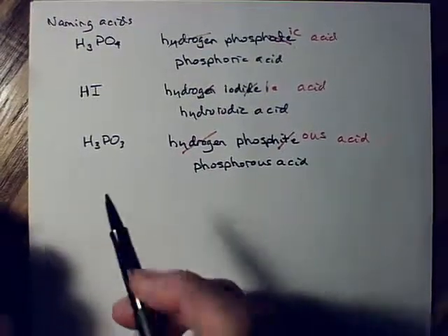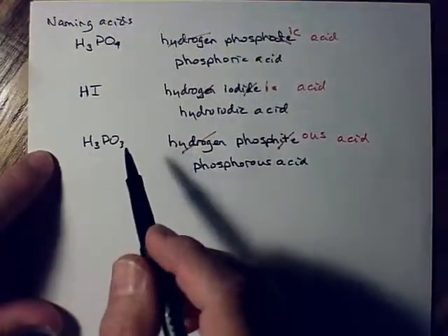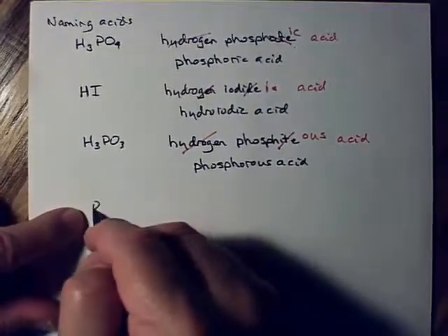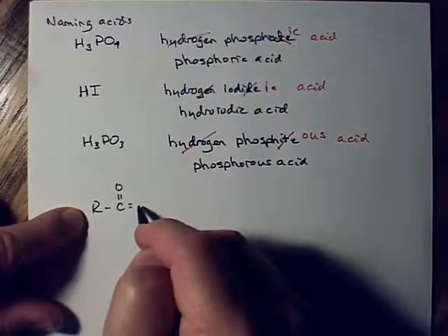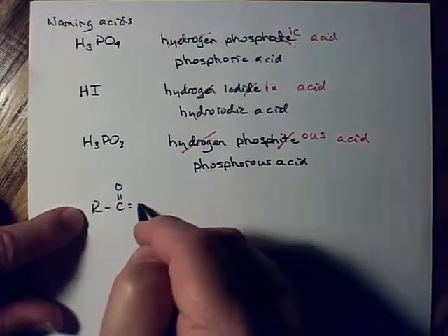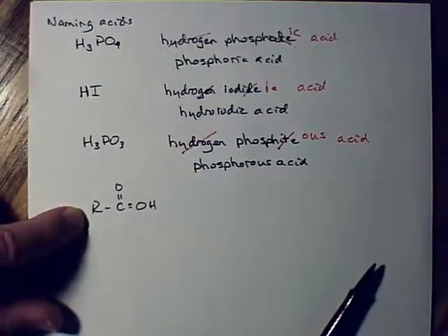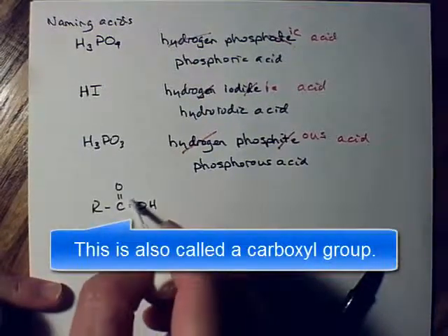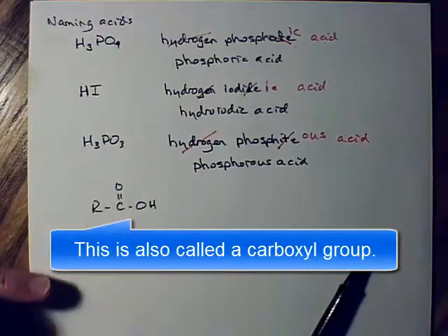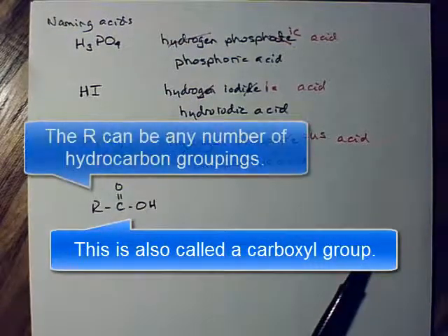Now, these are the non-organic acids. The organic acids you have to name by figuring out you've got a carboxylic acid. This is the carboxylic acid group, or grouping, on the end of a carbon chain. The R stands for carbon chain. And when you have one of those, it gets named oic acid.